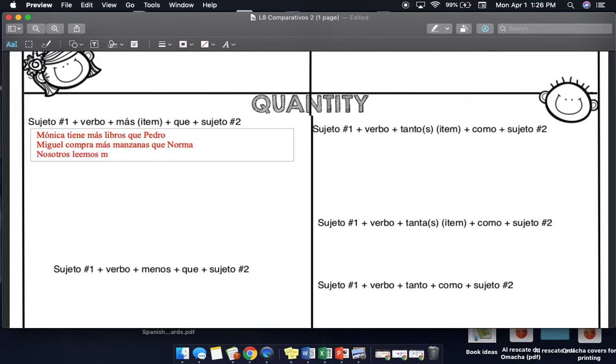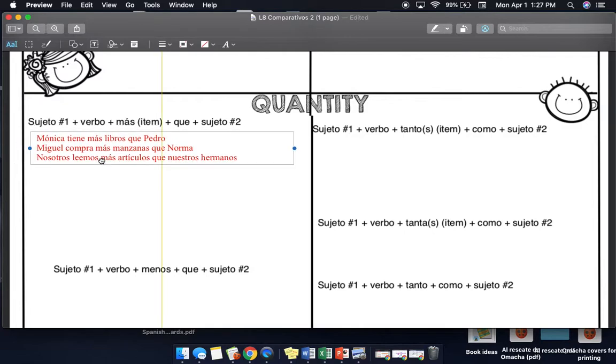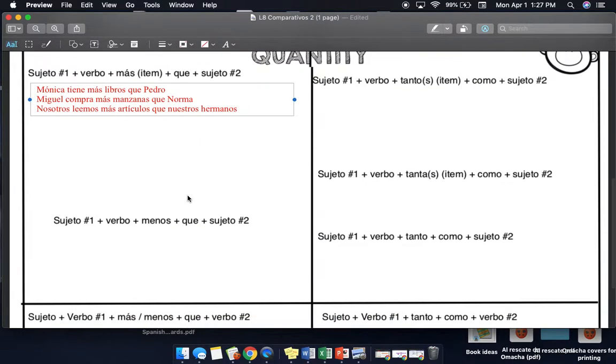And here's what I meant with the matching of the subject. Nosotros leemos más artículos que nuestros hermanos. So just because we're comparing and a lot of the examples are a one-to-one doesn't mean that we can't do it with groups. So for example, here our subject number 1 is us. We read. So notice that the verb leemos in the present, just a simple one, matches that subject number 1. Nosotros leemos más, more of what? What item? Artículos, que nuestros hermanos. Okay, so this is the more or less.